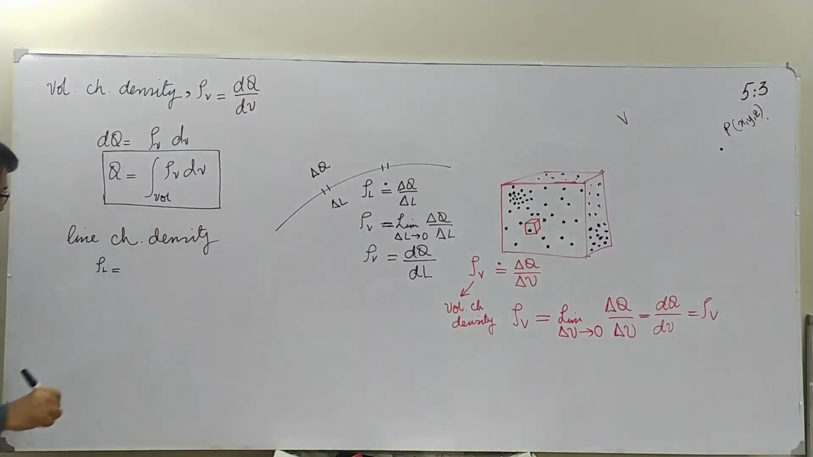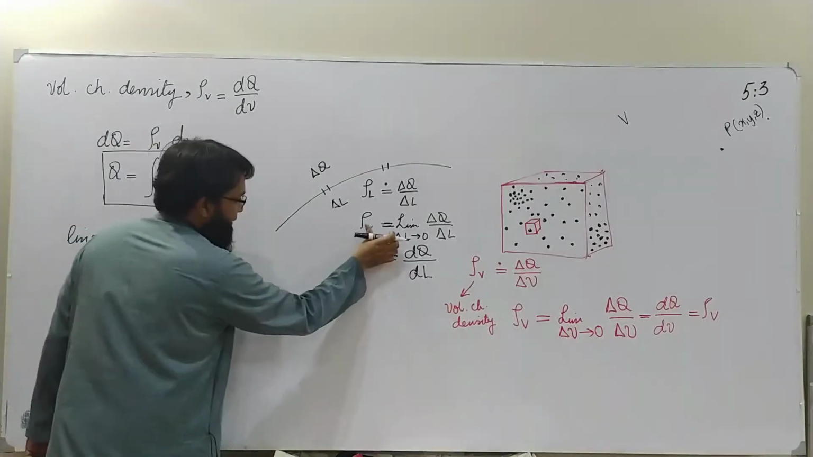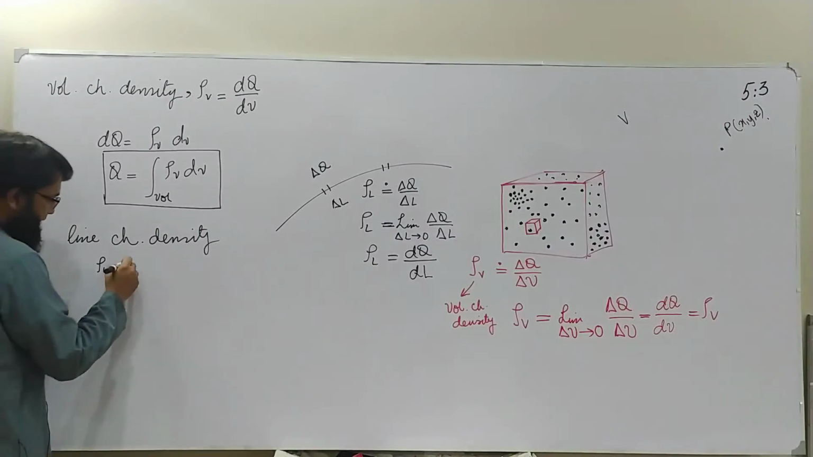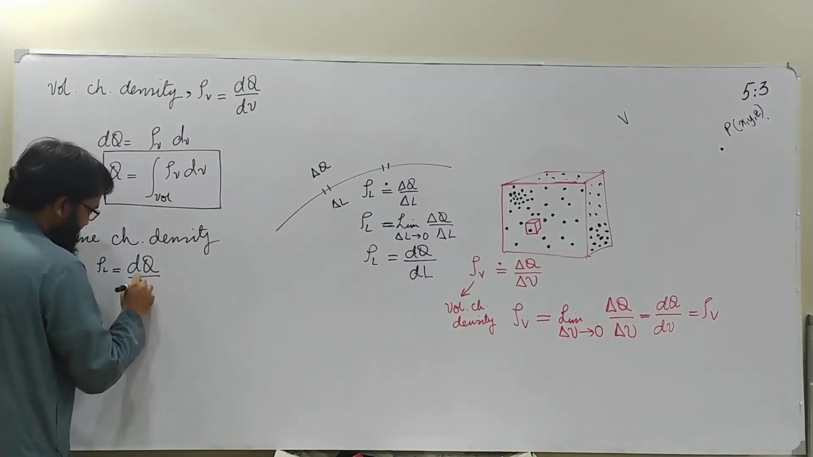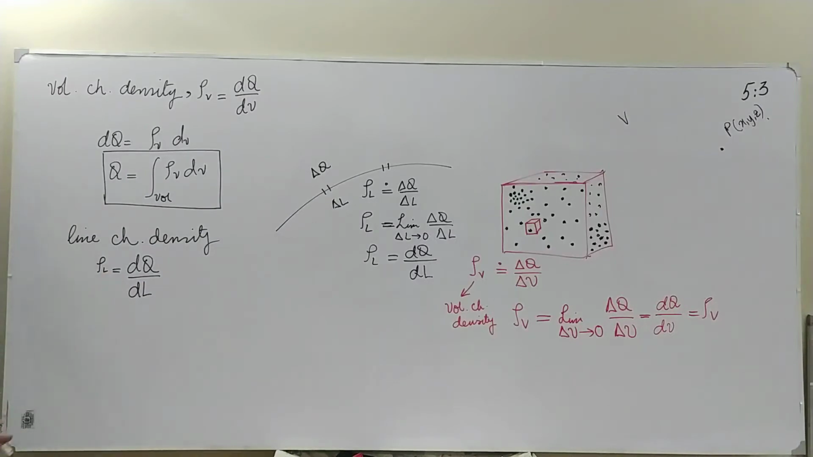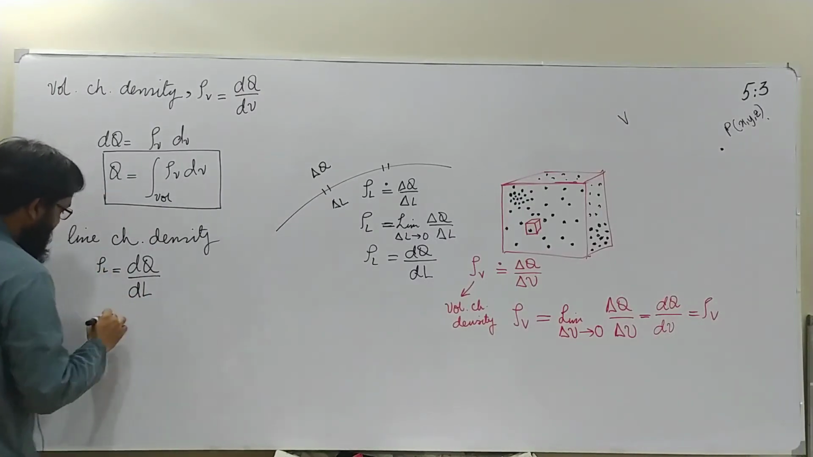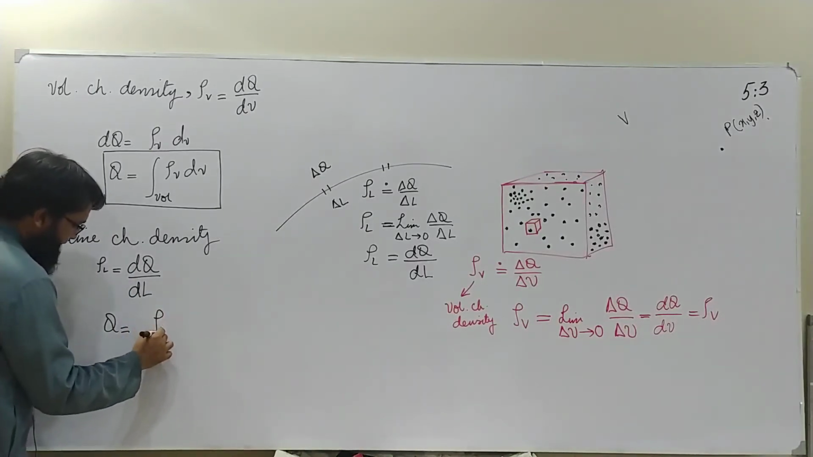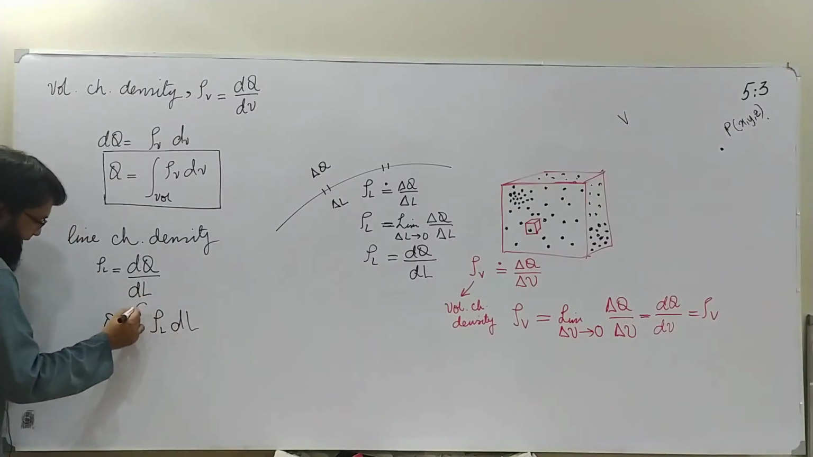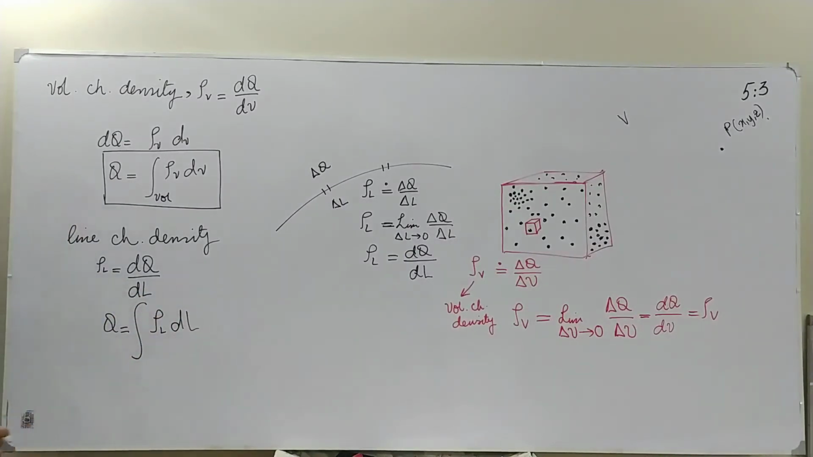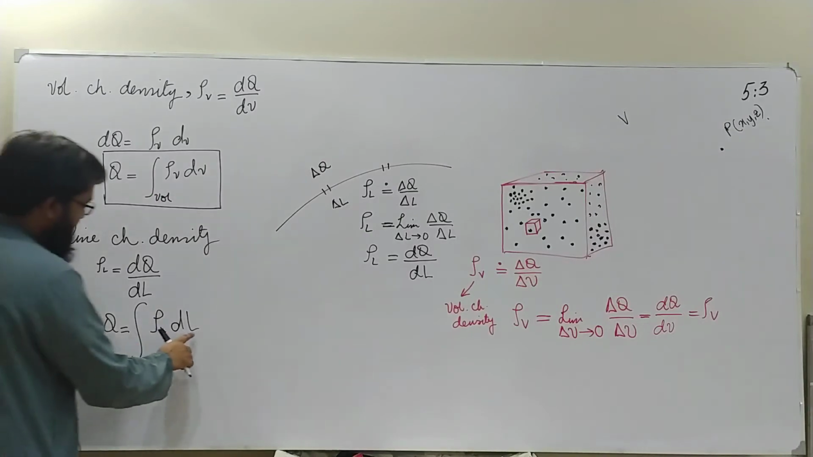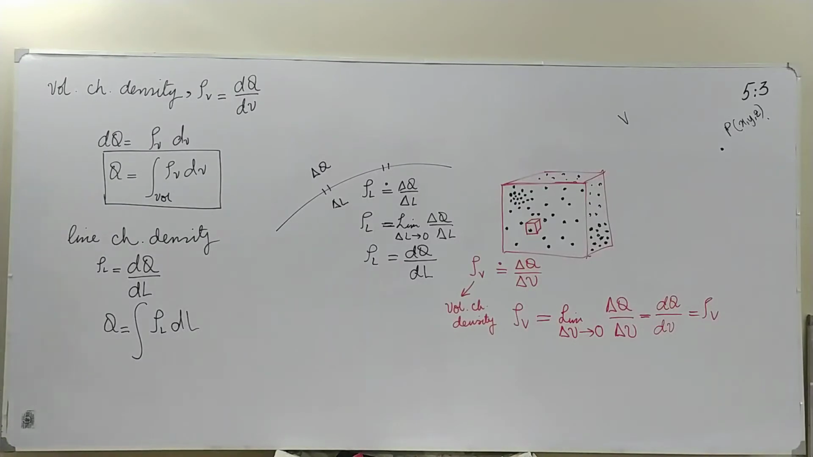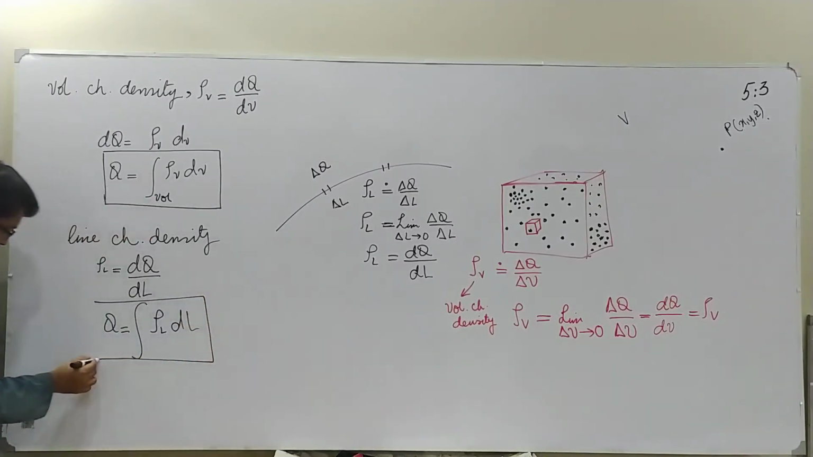So rho L equals dq over dl. Now if I want to define line charge density, I can do this. And if I want to find the total charge on a certain length, I can cross multiply it and take the integration. This integration will be with respect to one variable only, because line charge is a unidimensional charge arrangement. All right, so this is how we do it.